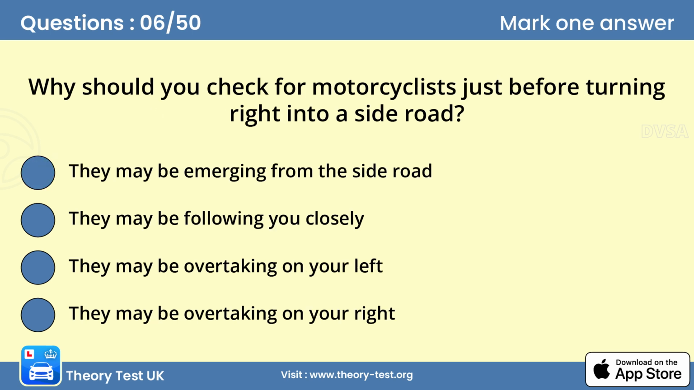Question 6. Why should you check for motorcyclists just before turning right into a side road? D. They may be overtaking on your right. Never attempt to change direction to the right without first checking your right-hand mirror and blind spot. A motorcyclist might not have seen your signal and could be hidden by other traffic. This observation should become a matter of routine.